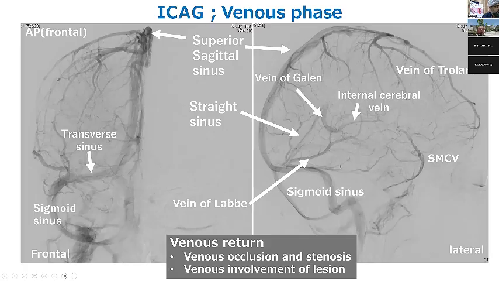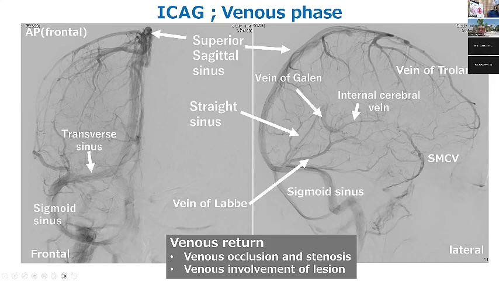And the main surface cortical veins are like this. This is the vein of Labbé here, and the superficial middle cerebral vein is here, and the vein of Trolard is here. These are anastomosing with each other.